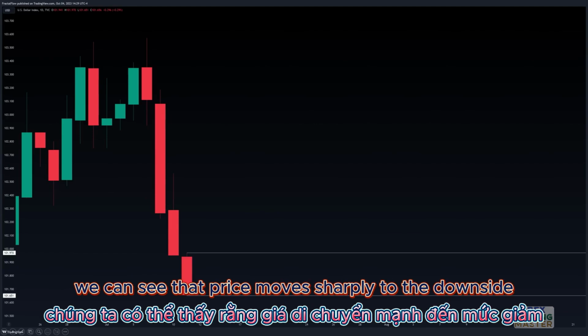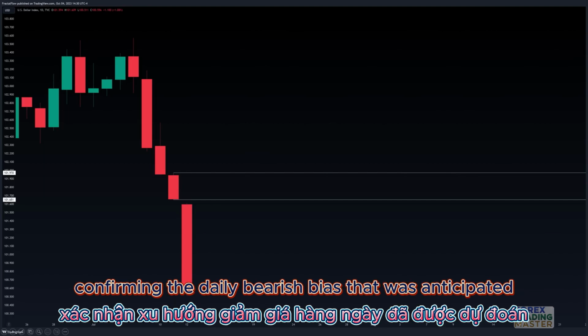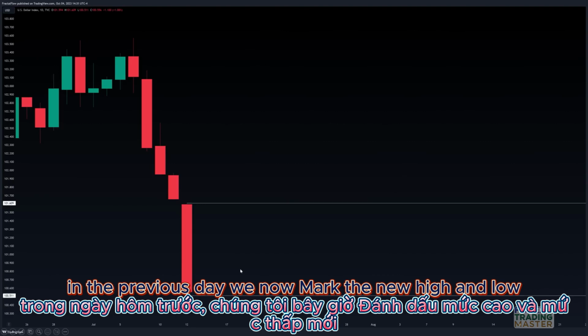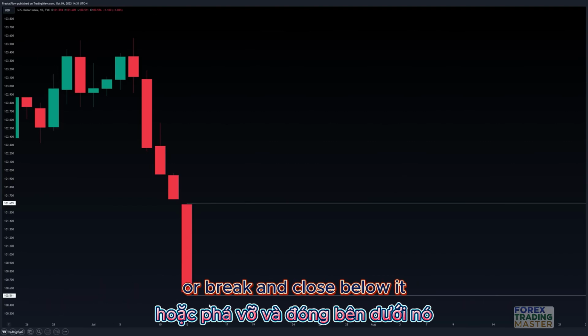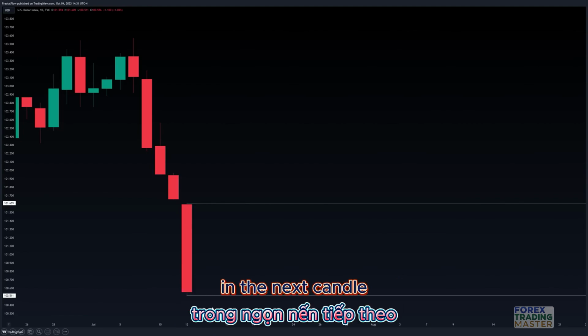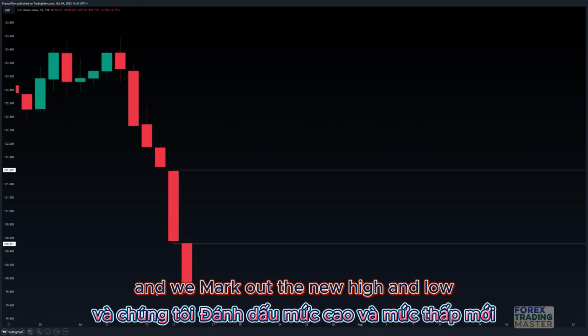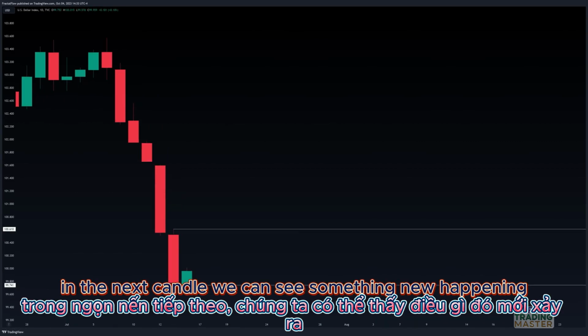In the next candle, we can see that price moves sharply to the downside, once again confirming the daily bearish bias that was anticipated. Now we mark the new high and low. Once again, we expect price to reach the new low, or break and close below it. In the next candle, we can see that the bearish bias was correct, and we mark out the new high and low. In the next candle, we can see something new happening.